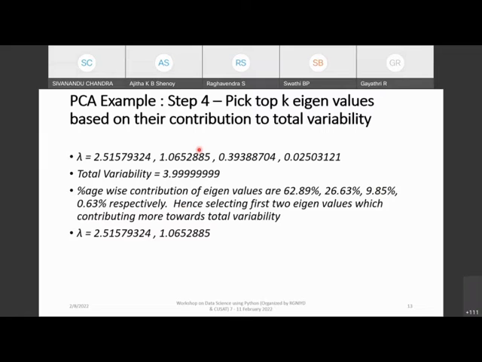So I need to decide now how many values I need to consider. Here I will decide that I will take only the top two eigenvalues. So k is equal to 2 here, because if I consider the top two eigenvalues, the total contribution these two are going to make is 62.89 plus 26.63, somewhat around 90%. So I will take these two eigenvalues and just ignore the other two. Using these eigenvalues, I will find the eigenvectors corresponding to them.